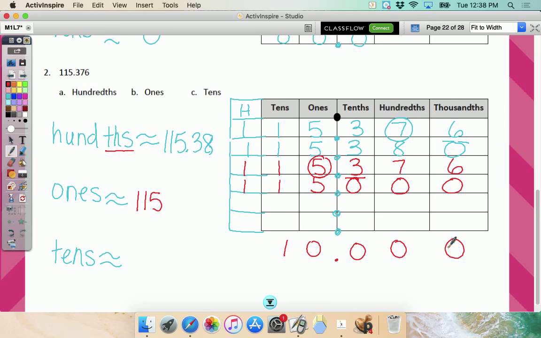I've had kids writing this for the answer. Are you ready? Here's what they wrote. No. What are you guys doing?